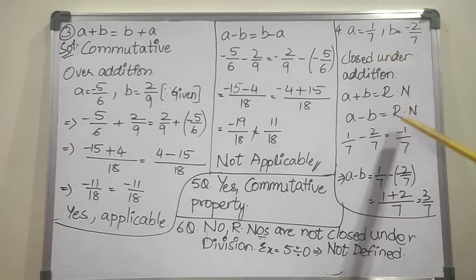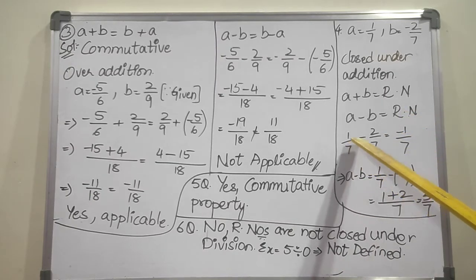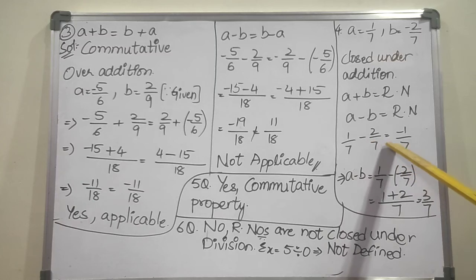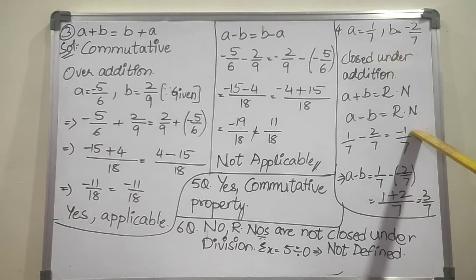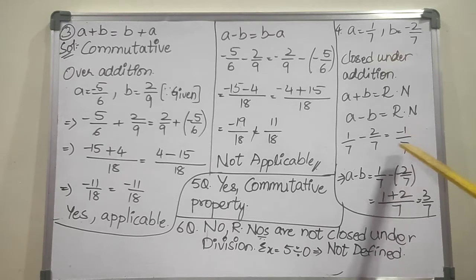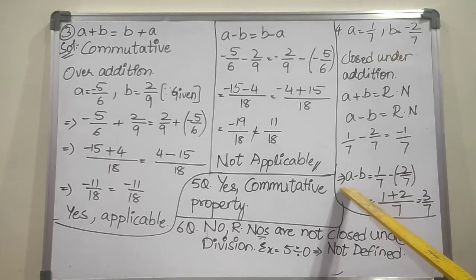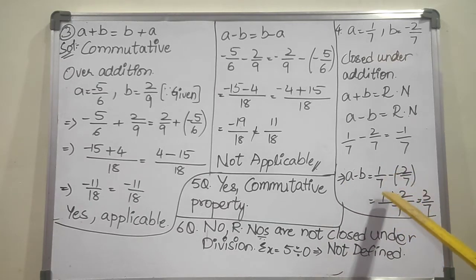We know that. So 1 by 7 minus 2 by 7 is equal to, after taking the LCM, minus 1 by 7 here, which is a rational number. For A minus B also we will check here: 1 by 7 minus of minus 2 by 7, which gives 3 by 7. So here closed under addition. So we have shown that the rational numbers are closed under addition. Okay. Now see the next question.